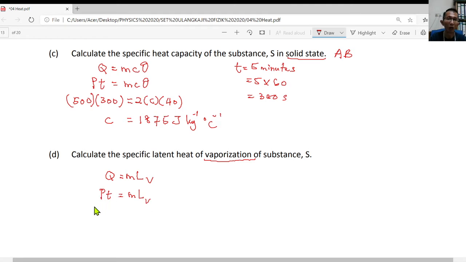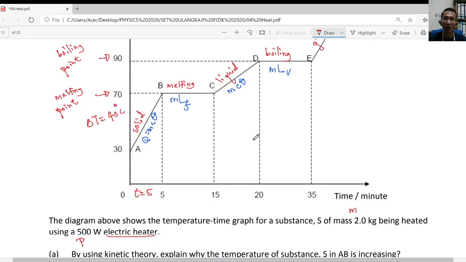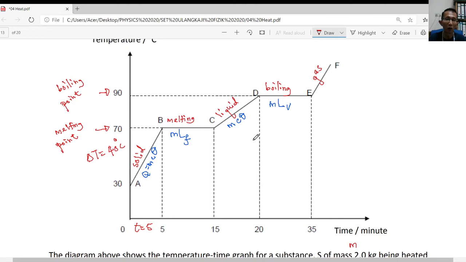Okay, I do know that my power is 500 watt. And what about my time? So if I go to my graph, which point are we talking about? Okay, it's mLv, right? So we are talking about point D to E. So what is the temperature? Sorry, what is the time taken? From 20 to 35. So the time taken is 15 minutes.